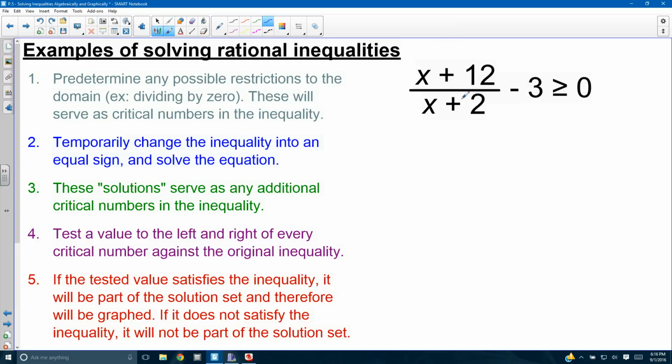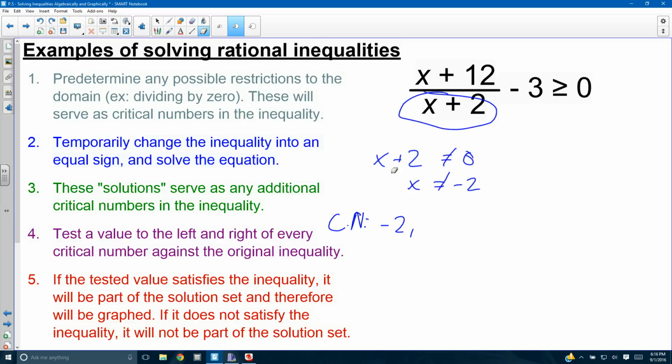Okay, x plus 12 over x plus 2 minus 3 is greater than or equal to 0. First things first. Predetermine any possible restrictions to the domain. This cannot be 0. Therefore, x cannot be -2. This is one of your critical points. Critical number, -2. What else is there? Let's find out.